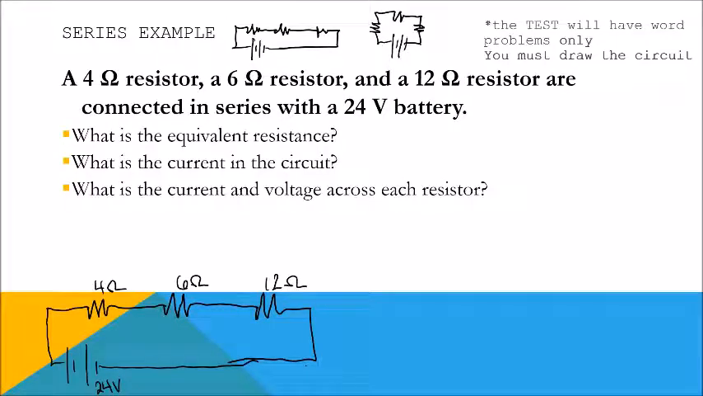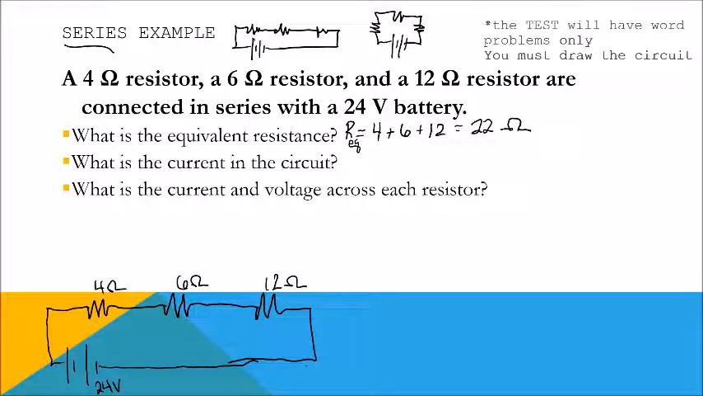What is the equivalent resistance in this circuit? Since we're in series, we just add the resistances together. So 4 plus 6 plus 12. 4 plus 6 is 10. 10 plus 12 is 22 ohms. So the equivalent resistance in this circuit is 22 ohms.